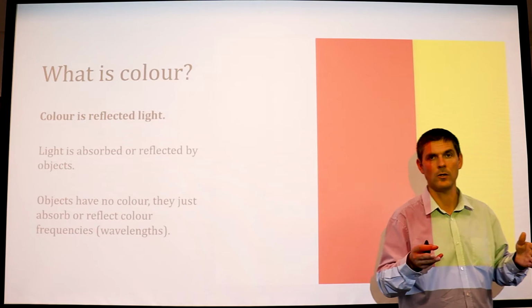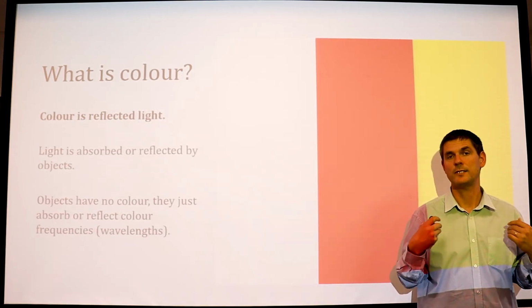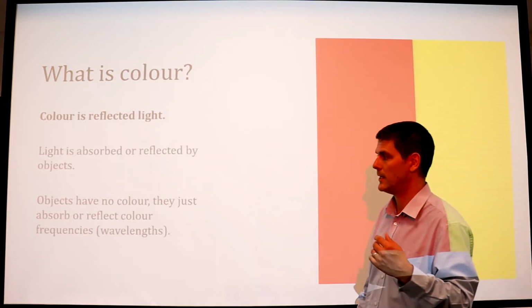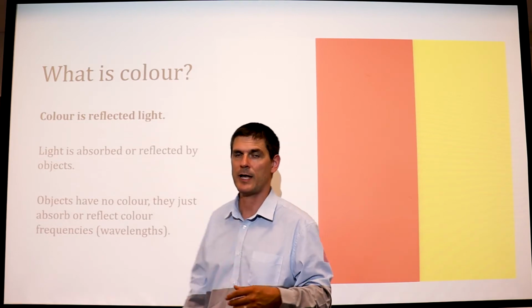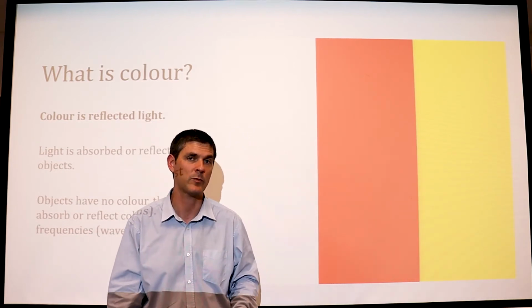Same goes for yellow. The yellow's hitting the white of this shirt, and then the yellow's being reflected back. So there's some concepts of how you actually see light. You're seeing reflected colours, and that's exactly how the camera works as well.